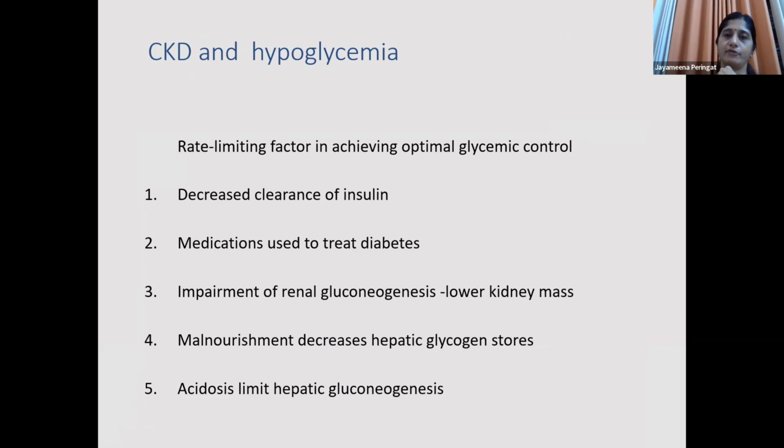The rate limiting factor for achieving optimal glycemic control in CKD is that there is decreased clearance of insulin by the kidneys, and medications used for treating diabetes are excreted through the kidneys, and there is impaired gluconeogenesis because of decreased kidney mass and malnutrition. All these patients have malnutrition, inflammation, atherosclerosis, and acidosis, which limit hepatic gluconeogenesis. All these cause hypoglycemia in CKD. So be a little more cautious in treating them.